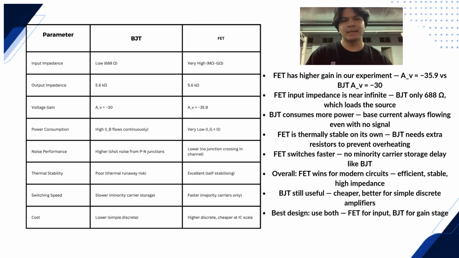FET performed better in most parameters. It achieved a higher gain of negative 35.9 compared to BJT's negative 30. Its input impedance is near infinite, meaning it doesn't load the source at all, unlike BJT, which only had 688 ohms. FET also consumes less power since the gate draws almost zero current. It's thermally stable on its own without needing extra components, and it switches faster because it only uses majority carriers.